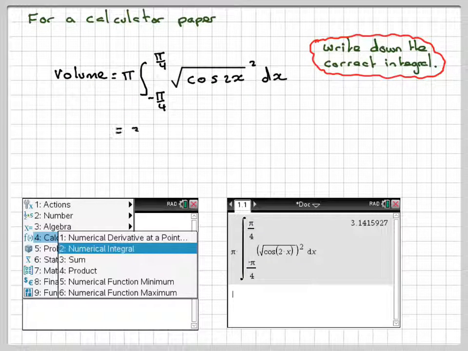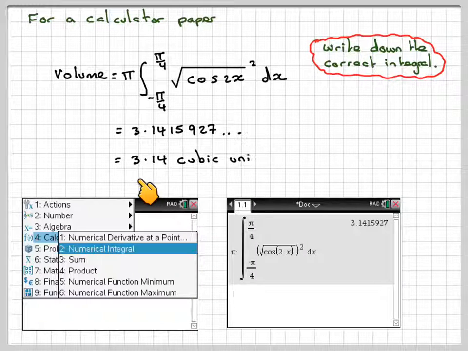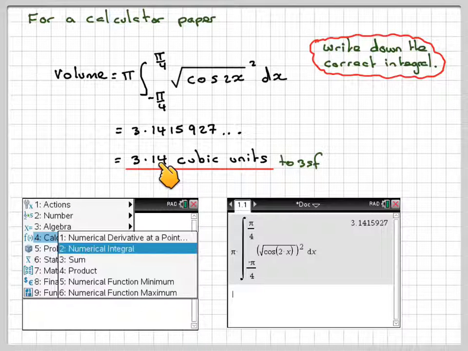There's the screenshots. Writing down the full calculator value that you get from the calculator with 3 dots at the end, and then rounded off correct to 3 significant figures, you can write 3.14 cubic units to 3 significant figures. For a calculator paper, this is what is expected you to write out.